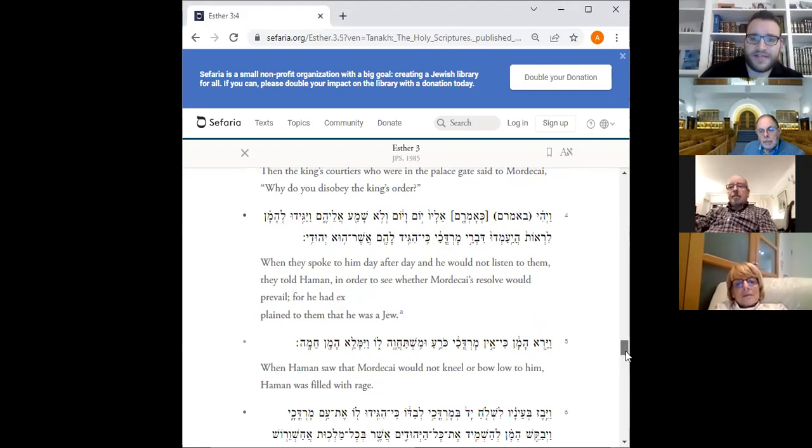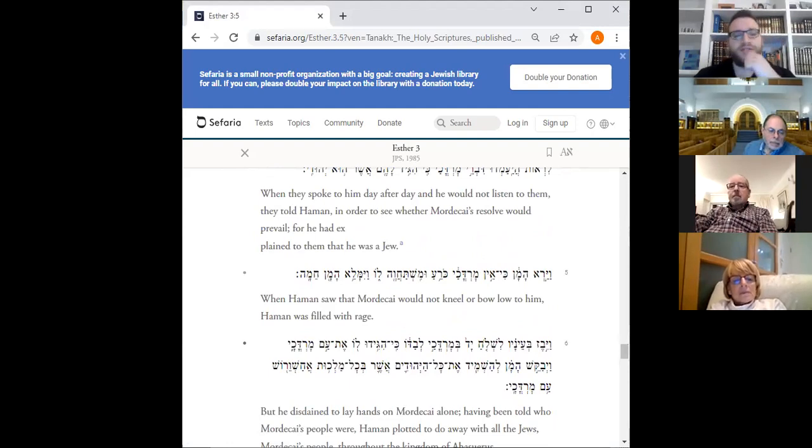We go to verse 5. When Haman saw that Mordechai would not kneel or bow low to him, Haman was filled with rage. This is a really interesting expression here, that Haman was filled with rage. Vayamaleh Haman chema. We had another example when Vashti refused King Ahasuerus. It says that Ahasuerus became very angry. Conversely, with Haman, he became filled with rage.